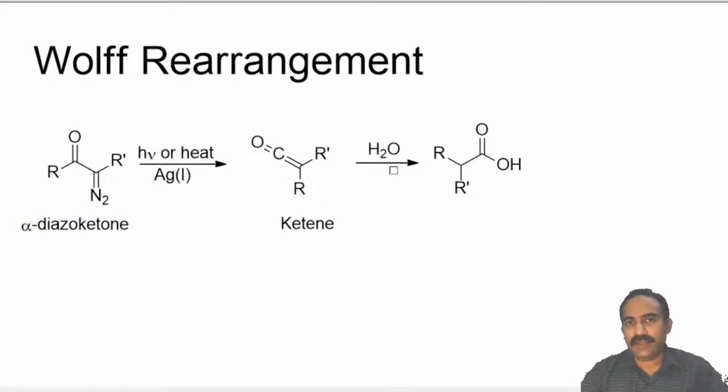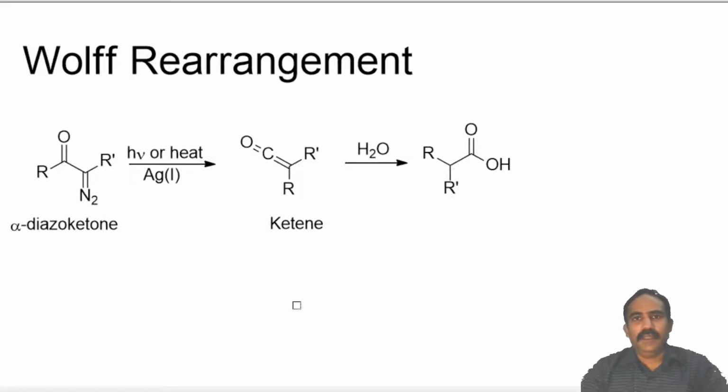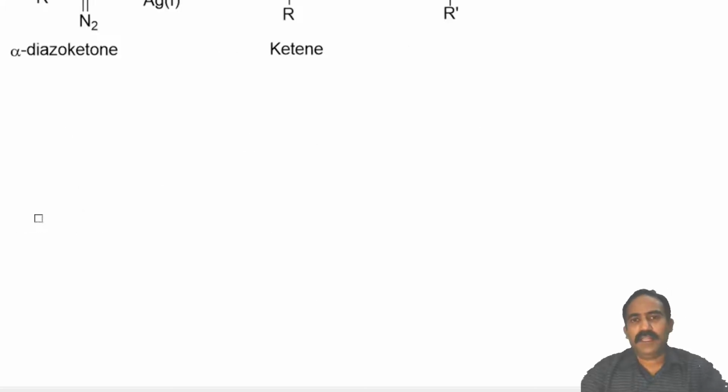Ketene is very reactive and it can be reacted with water to get acid, or it can be trapped in some other way. So this rearrangement from alpha-diazoketone to ketene is known as Wolff rearrangement. Let us try to see the mechanism of this rearrangement. Let us first see how we can make this alpha-diazoketone.